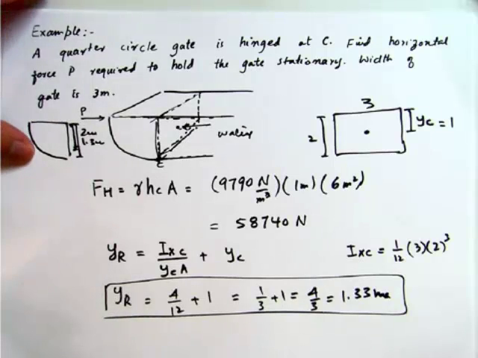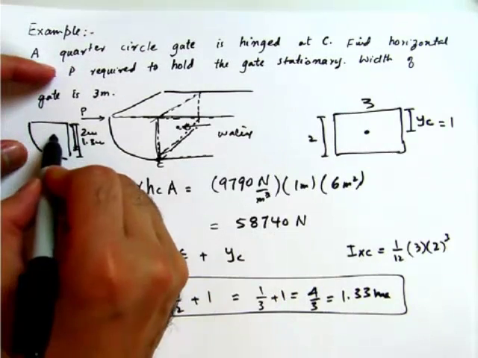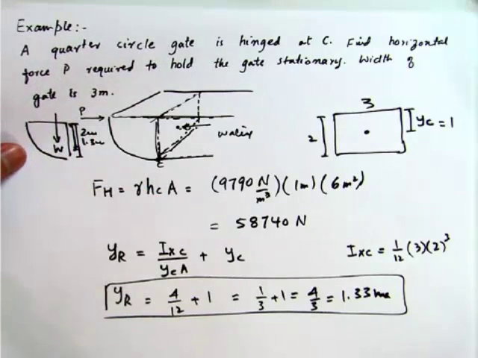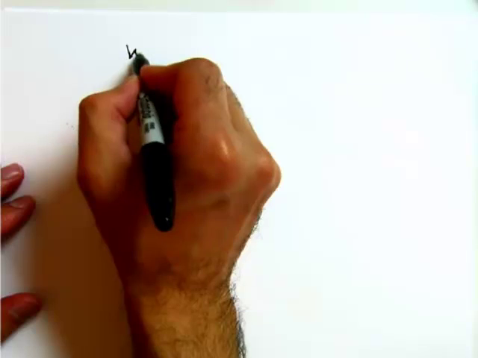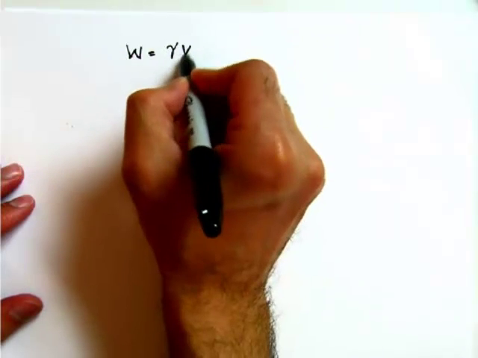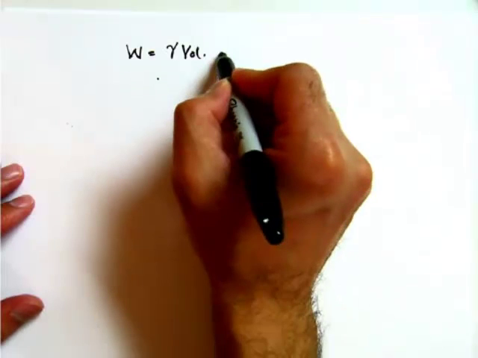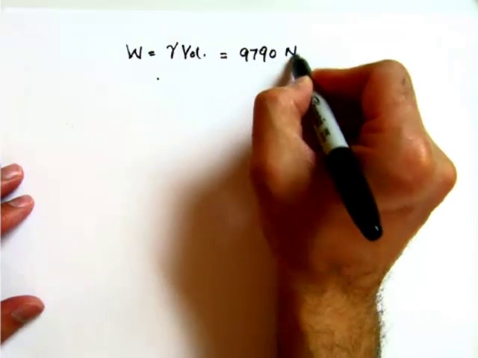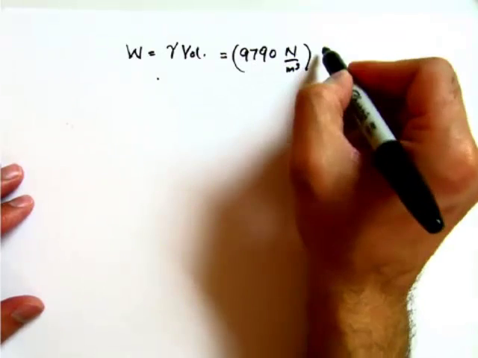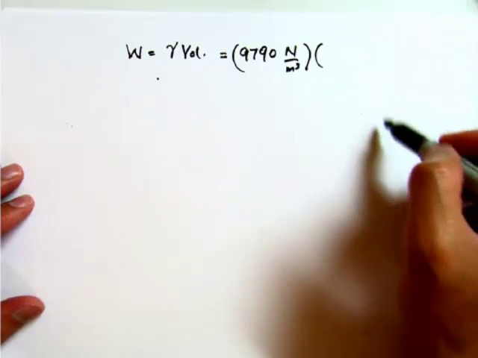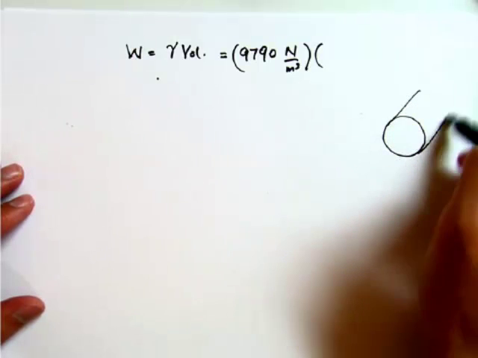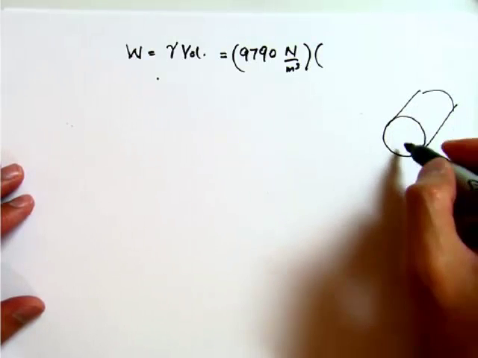Okay, so this is for the horizontal force, and now we also have a vertical force which is acting in this direction. First of all, we have to find out what that vertical force would be. To calculate that vertical force, which is simply the weight of the water, is gamma times the volume. Gamma in this case is 9790 Newton per meter cube, and the volume is the cross-sectional area times the length.